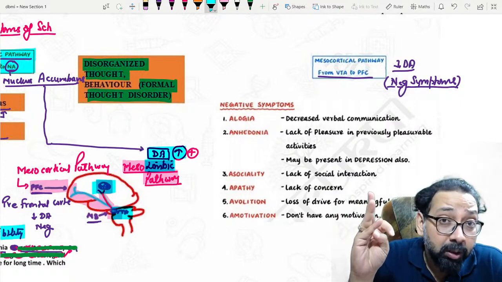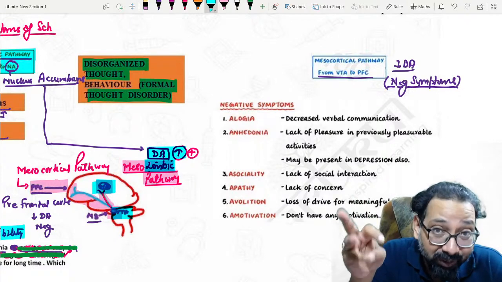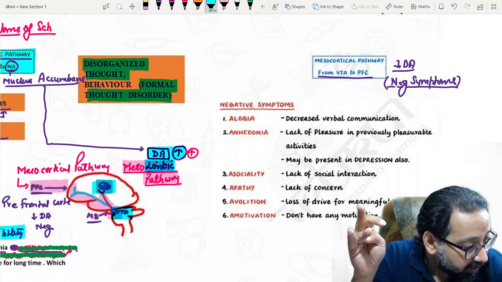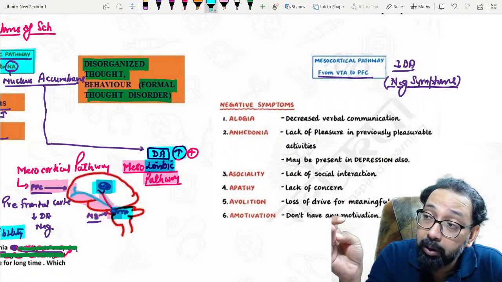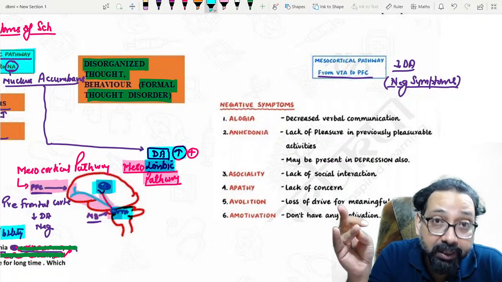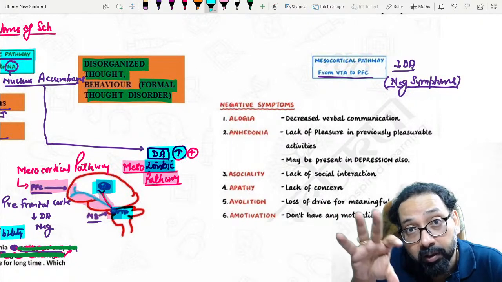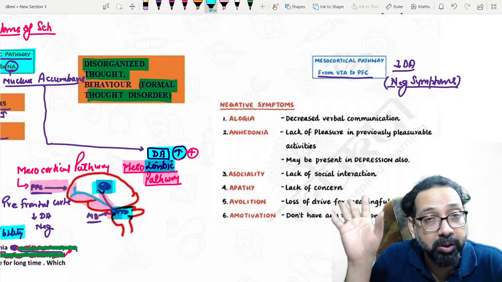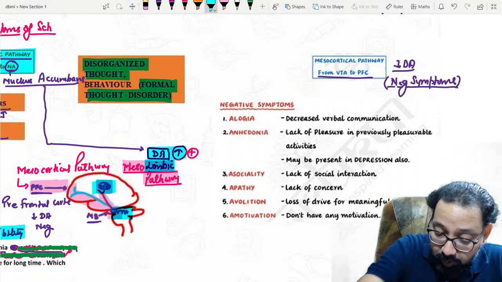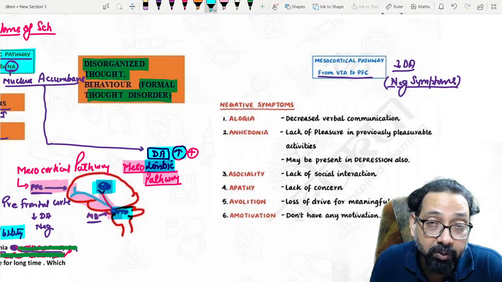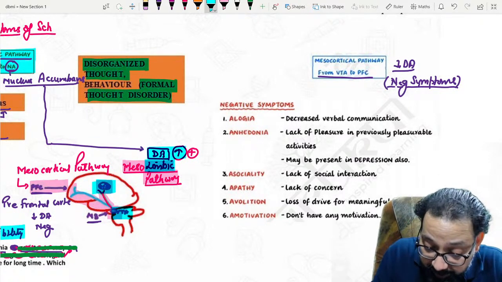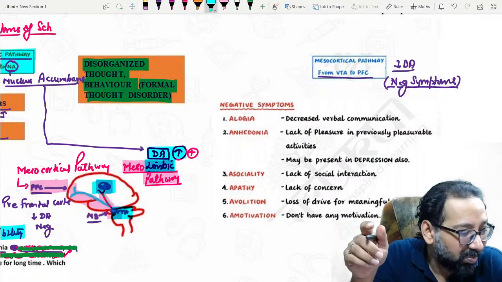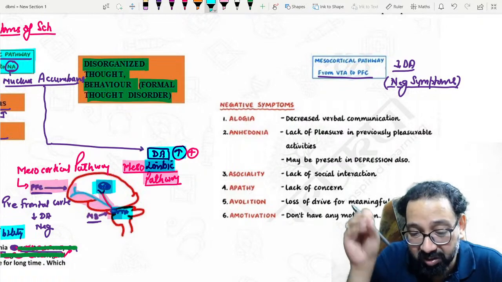derailment, loosening of association, neologism, incoherence, circumstantiality, tangentiality, thought block. All these are formal thought disorders. Clear? So formal thought disorder, I told you, is found in schizophrenia. So this is thought disorder. Then behavior, abnormal behavior: you must have seen many times a schizophrenic patient doing abnormal behavior, picking things from the street.